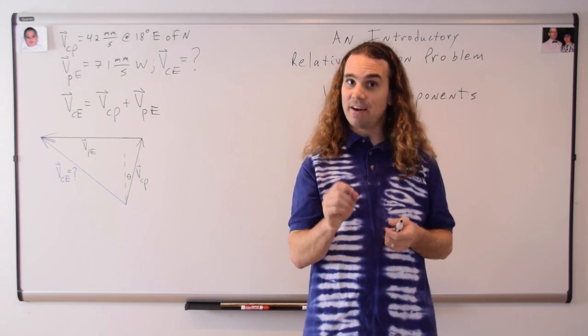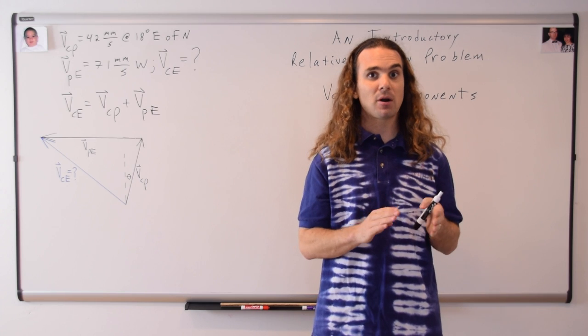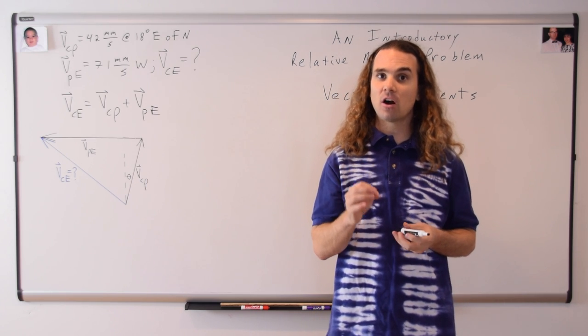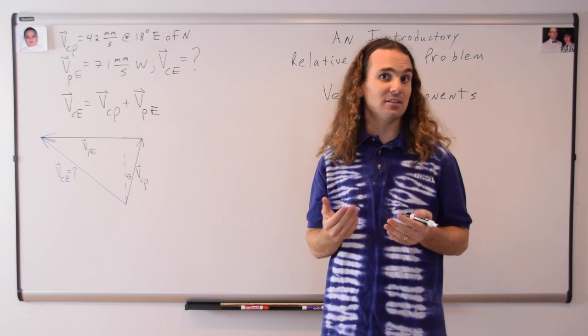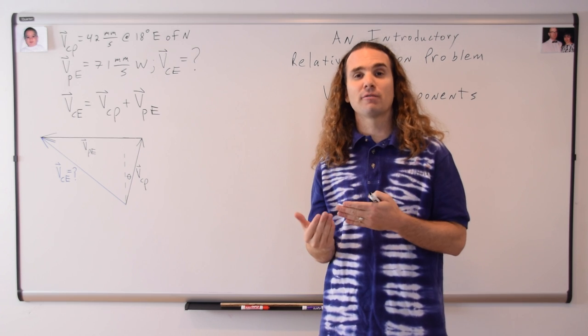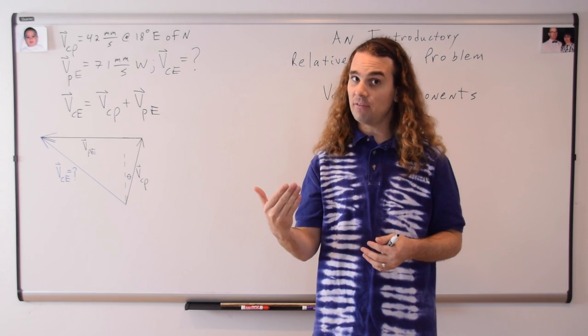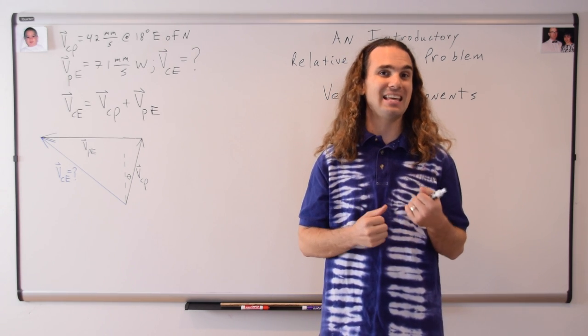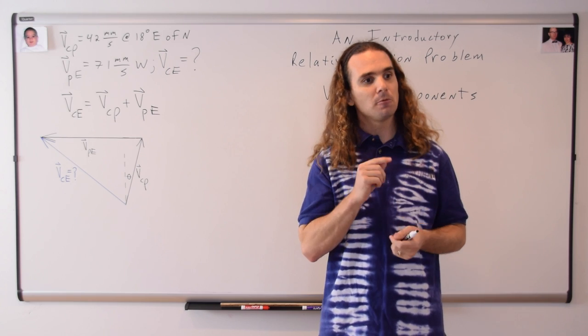Yes, what is different about this problem versus the previous problem is that the velocity of the car with respect to the paper is not in one of the cardinal directions. Therefore, we need to break or resolve it into its component vectors in the X and Y directions. Billy, could you please do that? Sure, Mr. P.